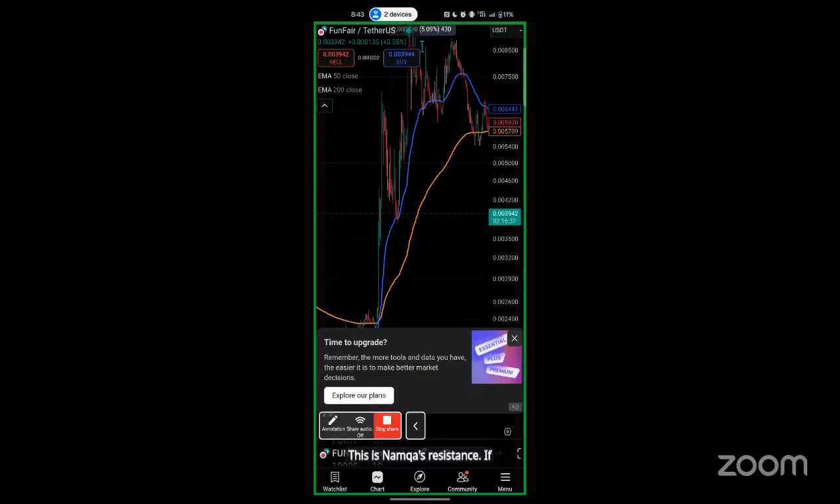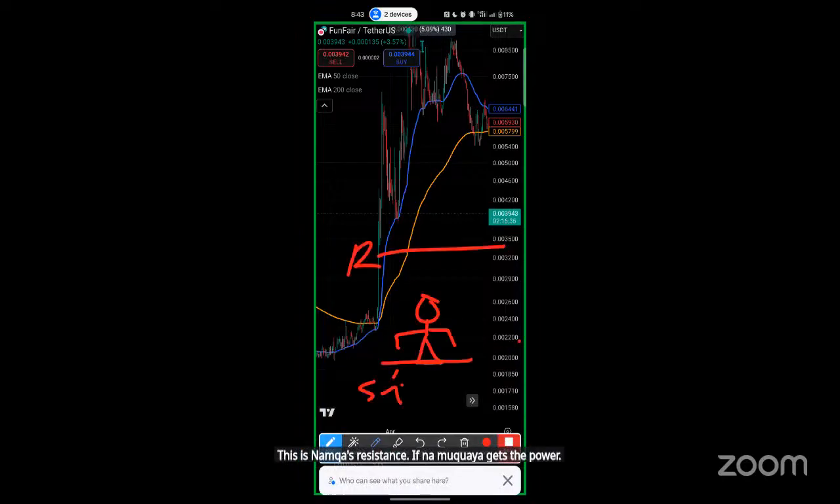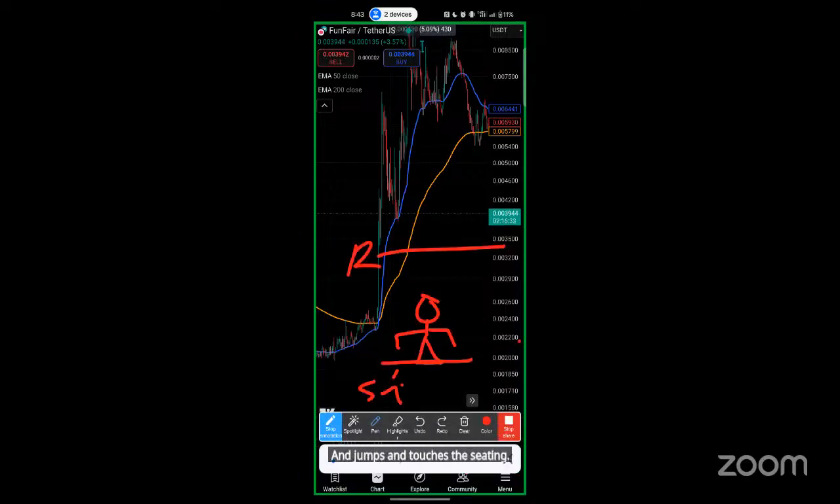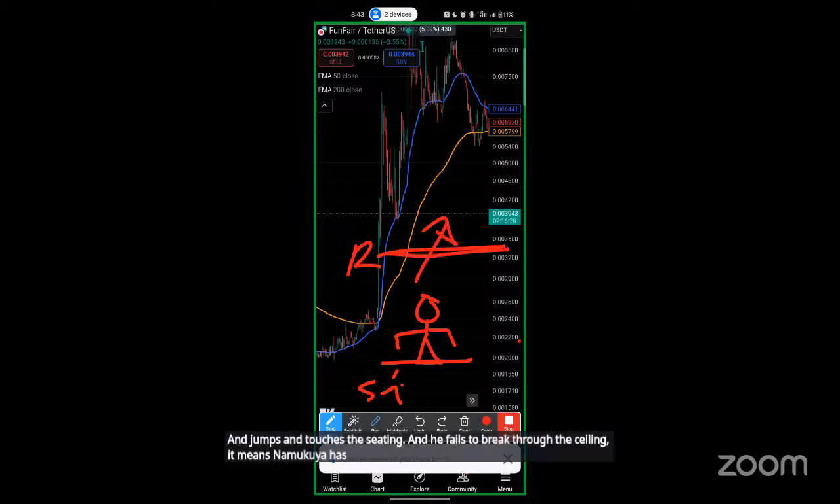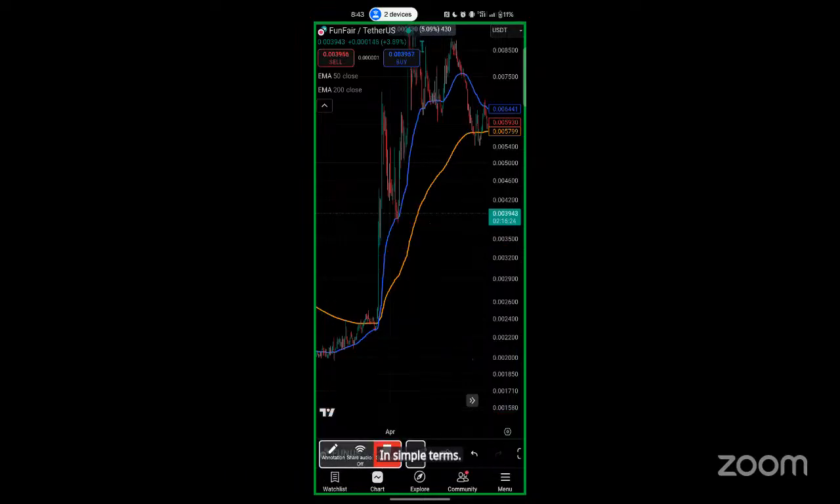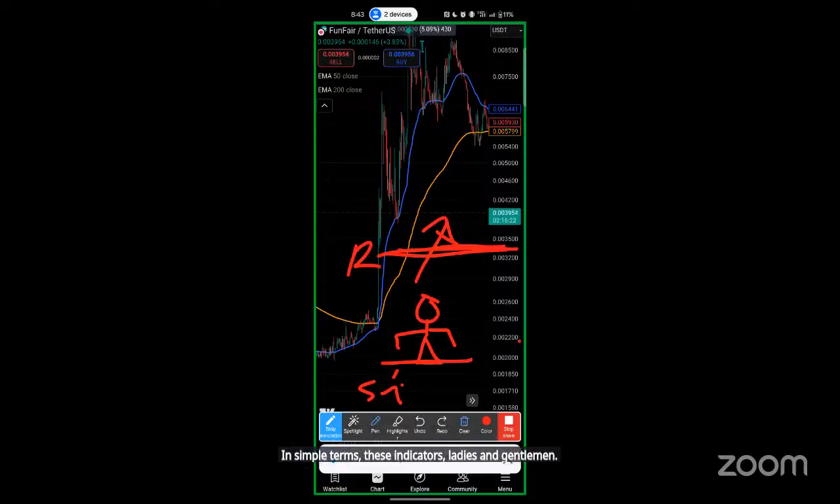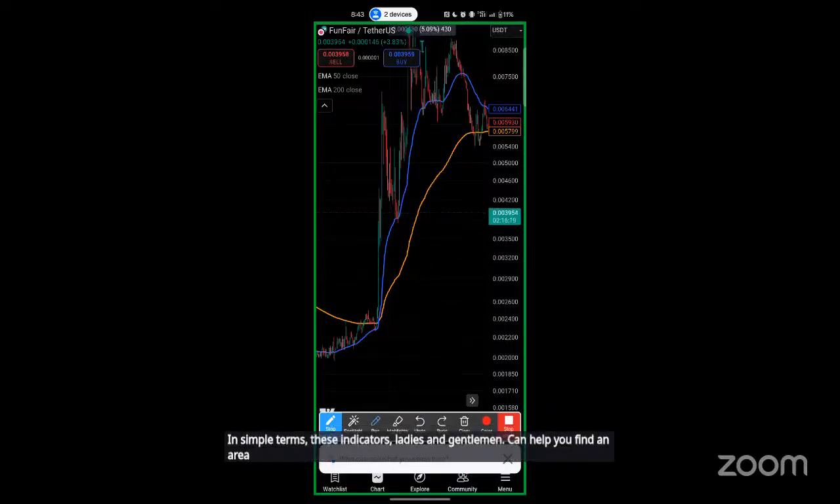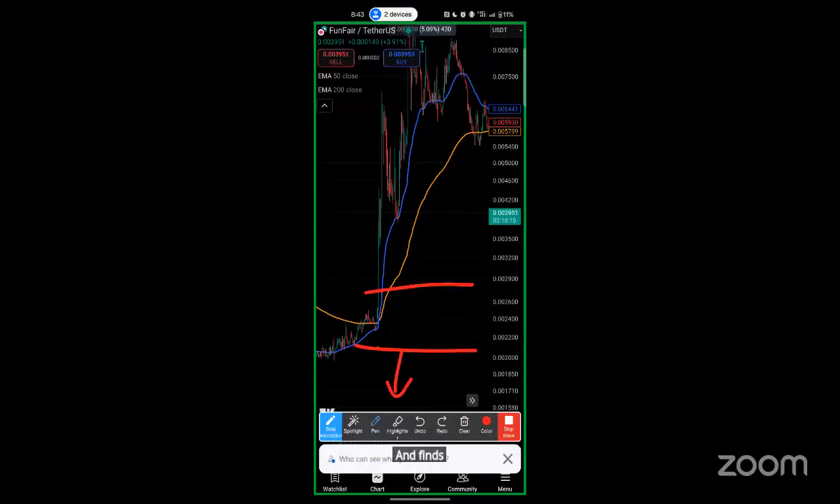If the price gets the power and jumps and touches the ceiling and fails to break through the ceiling, it means the price has been resisted. In simple terms, these indicators, ladies and gentlemen, can help you find an area where the market fails to go below it and an area where the market fails to go above it, one acting as a resistance and another one acting as a support. Now, how do we use this?